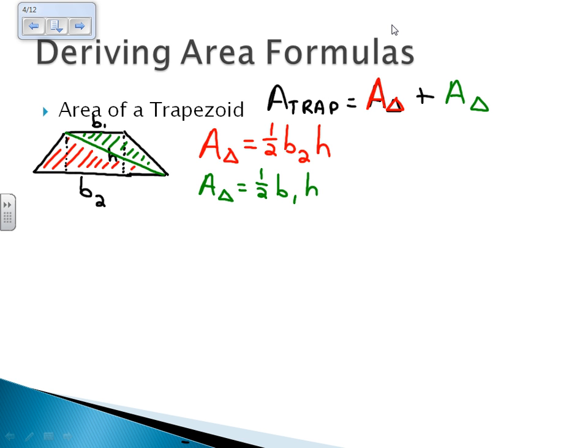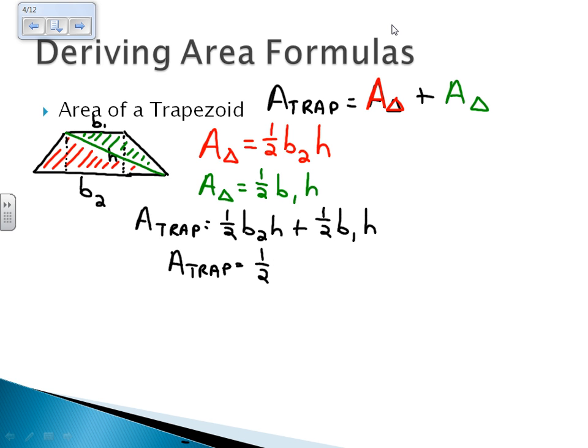Then the last thing we need to say is that the area of the trapezoid is equal to the sum of them. So we need to add them together. The red one is 1/2 B2H plus the green one, 1/2 B1H. Now from here we just need to simplify. What is common to both of those terms? The half and what else? The H. So let's pull out the 1/2 H.